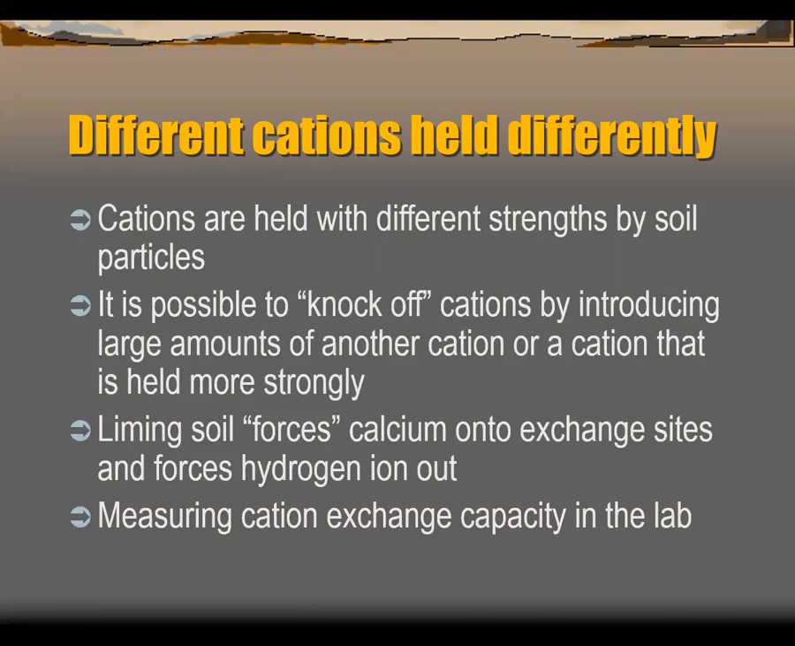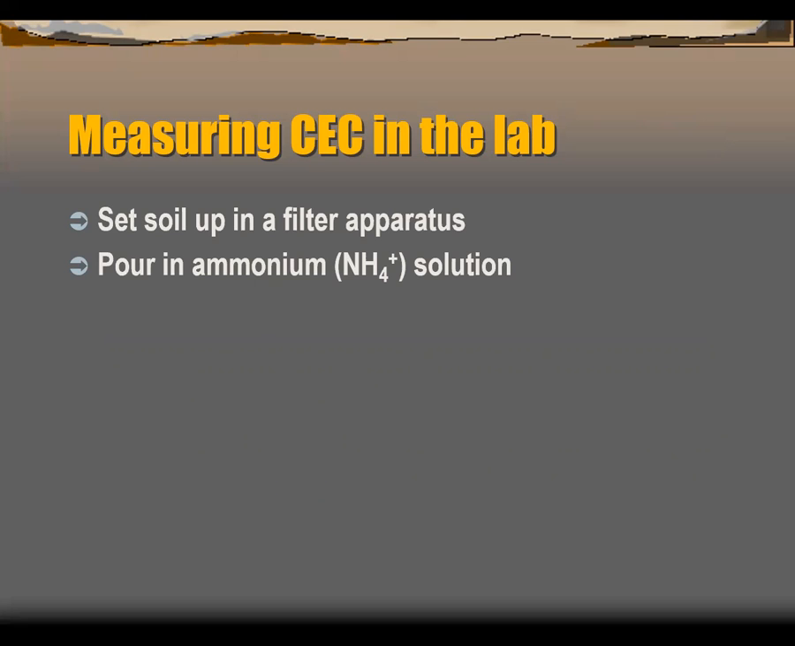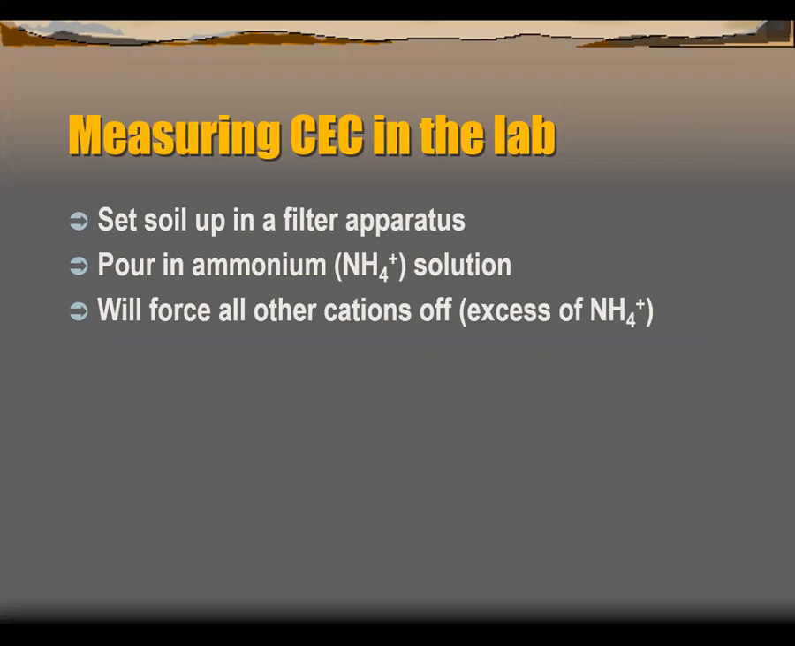In the lab, like I said, I basically described how you measure cation exchange capacity. Just to review that, you use a filter apparatus with your soil. You use a known quantity of soil. Again, all of this is going to be quantitatively measured. You use a known quantity of a known strength of ammonium solution. This is going to force all the other random cations that are in the soil off. Then ammonium will fill those cation sites.